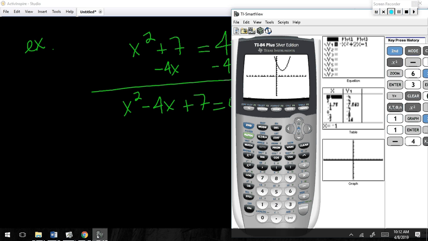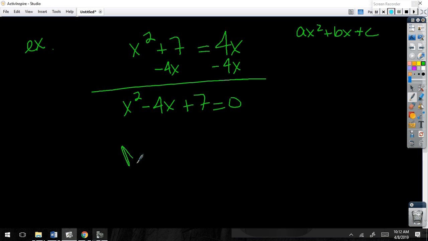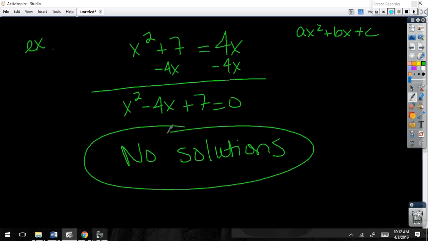There's no solution, right? If it doesn't have any solutions, I can't go back and check or find any solutions, so I'm done. I think it's exciting because look at all the work you didn't have to do.